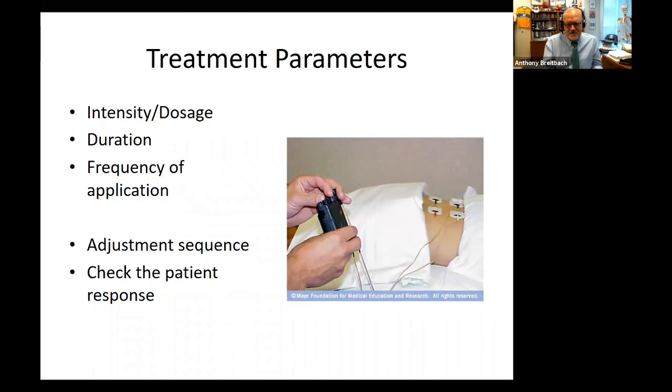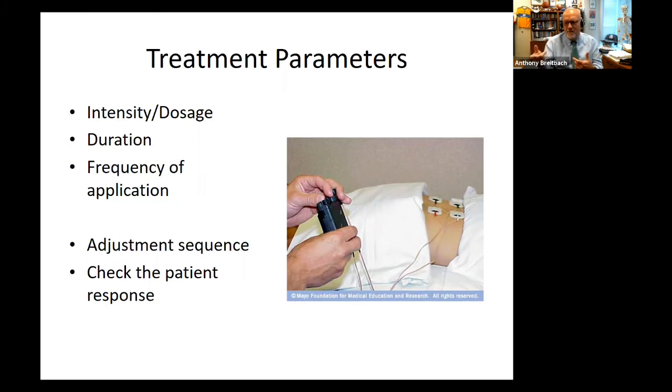And then duration of treatment, how long you'll do the treatment, and how often you'll get the treatment. You know, some treatments can be done for unlimited periods of time. Some lose their effectiveness after a certain period of time, or some cause adverse effects after a certain period of time. So you need to understand those situations. You need to understand the appropriate adjustment sequence. So how do you turn it up? Also, can you allow the patient to turn it up some more if they don't feel the treatment anymore?